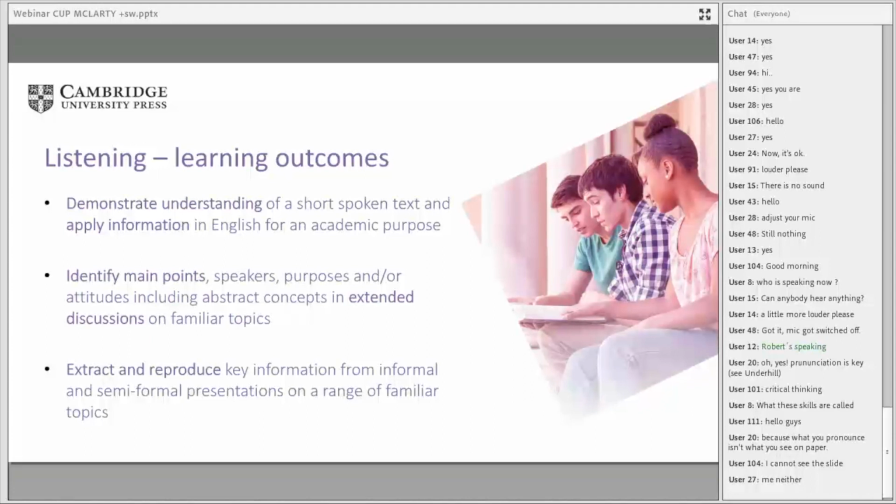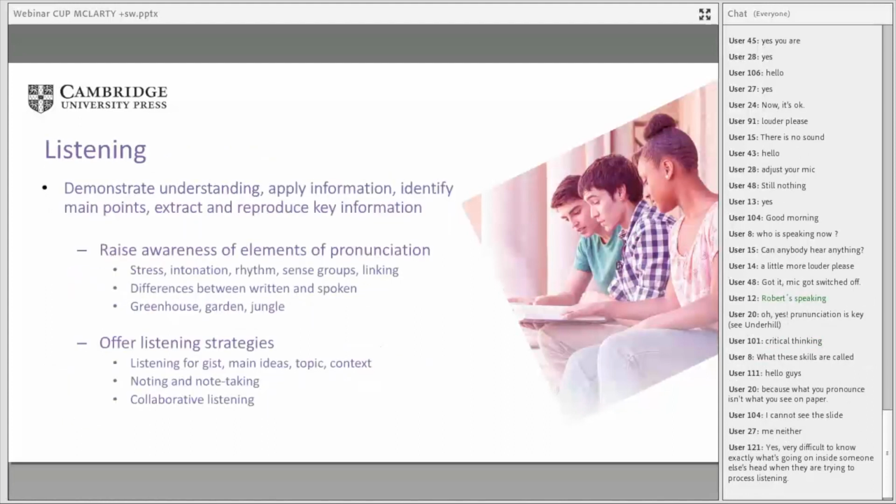Now, all of those skills are quite difficult, and how we can really go about getting them to improve is to, if we distill those learning outcomes down to 2 areas, we can get them to raise their awareness of elements of pronunciation. So I've already mentioned stress, intonation, rhythm, sense groups, linking, etc. We can get them to look at the differences between written and spoken English and be aware of how important those differences are. And we can also look at what Caldwell calls the greenhouse, the garden, and the jungle.